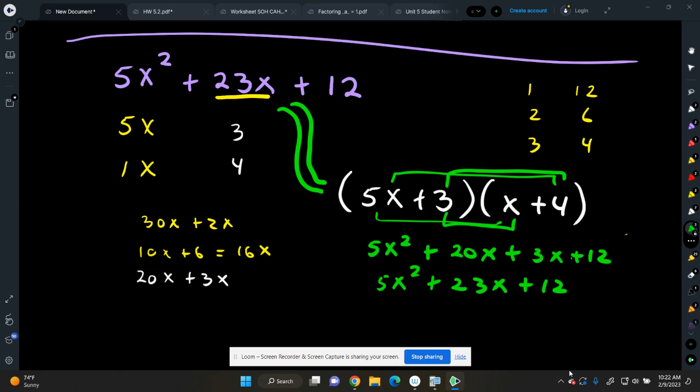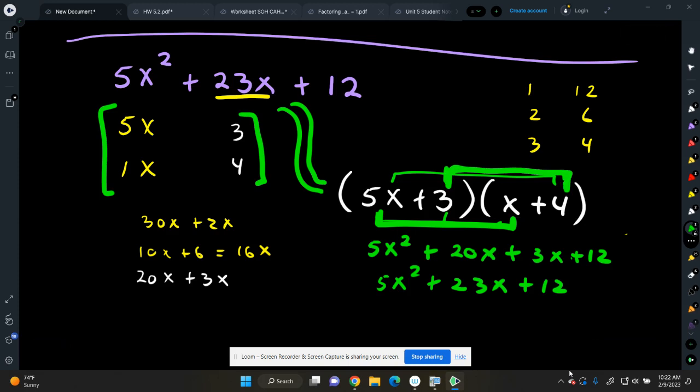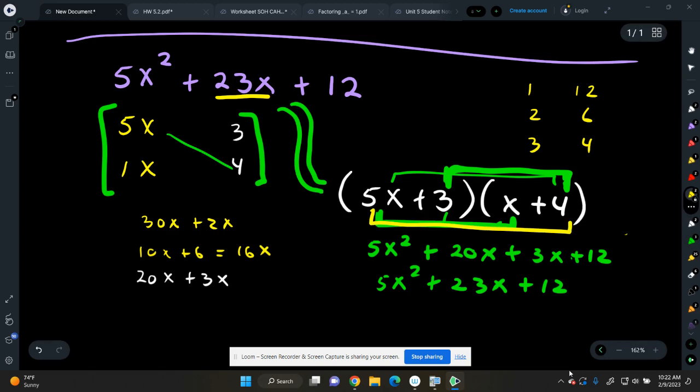Because isn't cross multiplying it kind of checks it? That's exactly right. And that's, if you notice what we did, right? So when we factored here, that was the 5x times x, right? When we factored here, 3 times 4, right? There's the first and the last. The inner, that's the cross multiplying thing. 5x times 4, right? 5x times 4, and then x times 3.